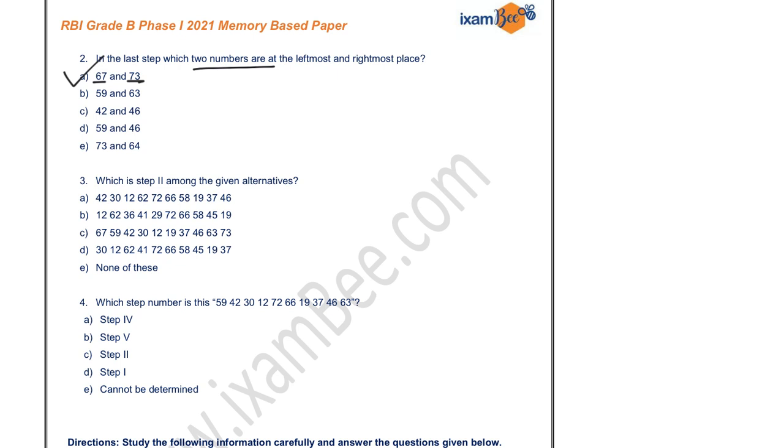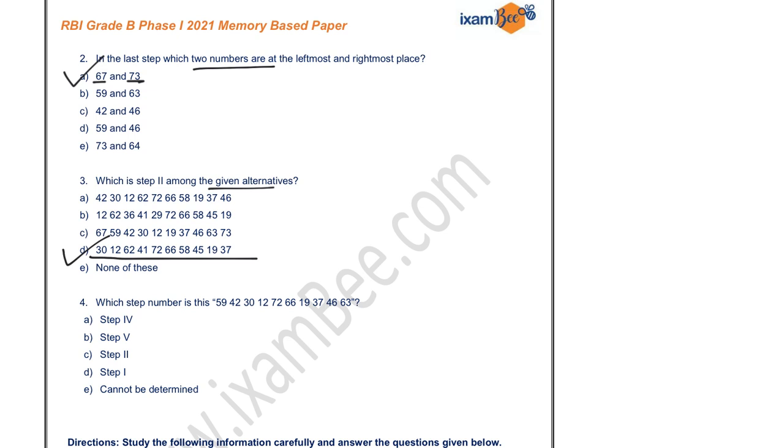Your third question says, which is step 2 among the given alternatives? If you match the arrangement with the given options, you will find that your step number 2 is option number D, that is this one. So option number D is the correct answer.